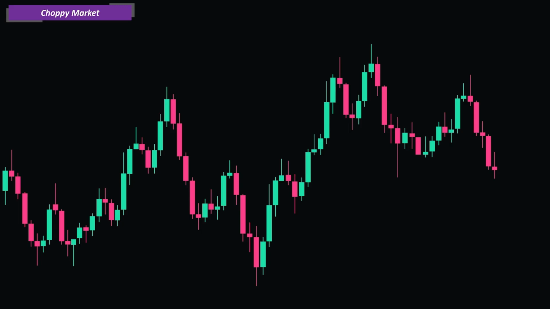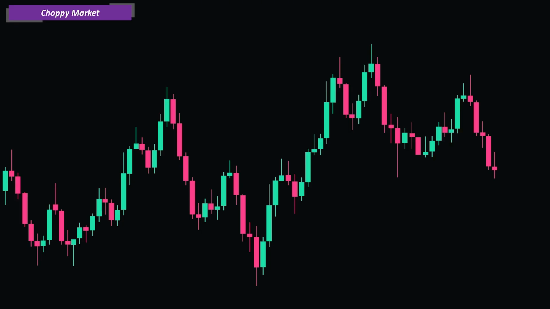The best approach in a choppy market is to stay patient and avoid overtrading. It is often better to wait for the market to transition into a clear trend or a well-defined range before taking any trades. Choppy conditions are dangerous for traders because they can quickly lead to losses. The key is to recognize when the market is choppy and protect your capital by staying out.